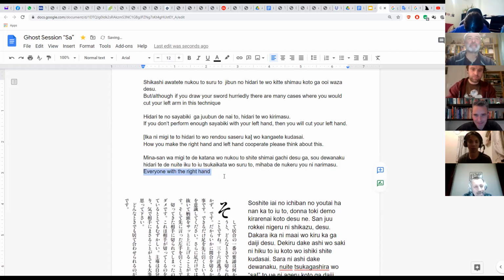I'm pulling out the katana. To shite shimai. It's shimau, shite shimai. Good. Yes. Okay. So ignore this part for a second, but it's this part here that I'd like you to translate first. This is obviously another subclause because Japanese is made up of subclauses. So, minasan wa migite de katana o nuko to shite shimau.